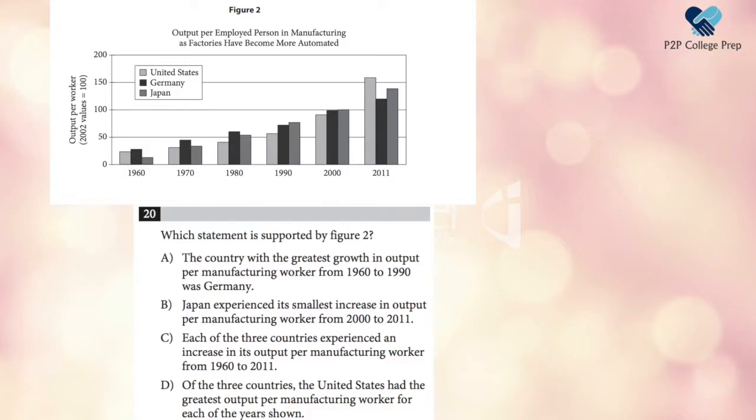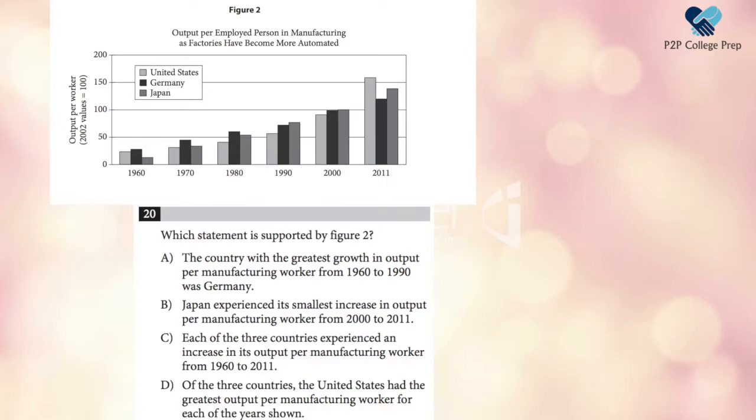20 asks, which statement is supported by figure 2? For this type of graph question, we have to look at all of the possible answers, eliminate, and then choose our final answer. So let's begin. A says the country with the greatest growth in output per manufacturing worker from 1960 to 1990 was Germany. If we look at the graph, A is incorrect. The country with the greatest growth was actually Japan.